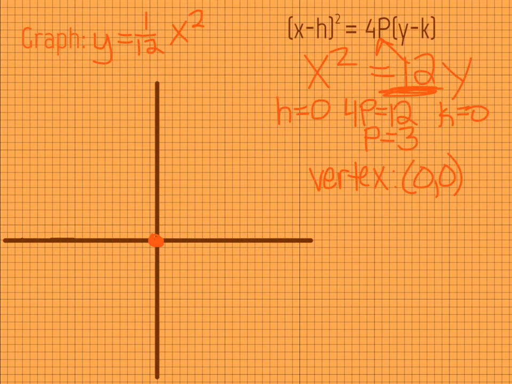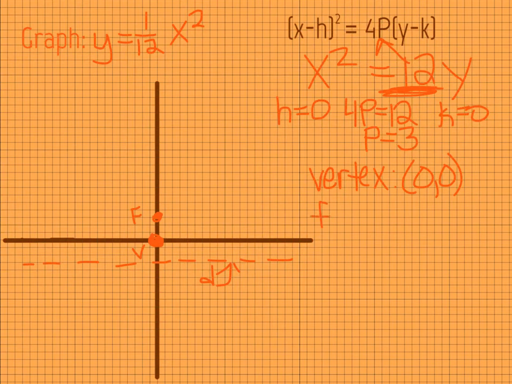So from the vertex, I'm going to count up 3 units and put a focus. All right, so I'm going to put a little v for vertex and a little f for focus. And then the directrix has to go the same distance, so 3 down from the vertex. So I'm going to dash that in. We can label it with a little d if we want to. The stylus is difficult, I apologize.